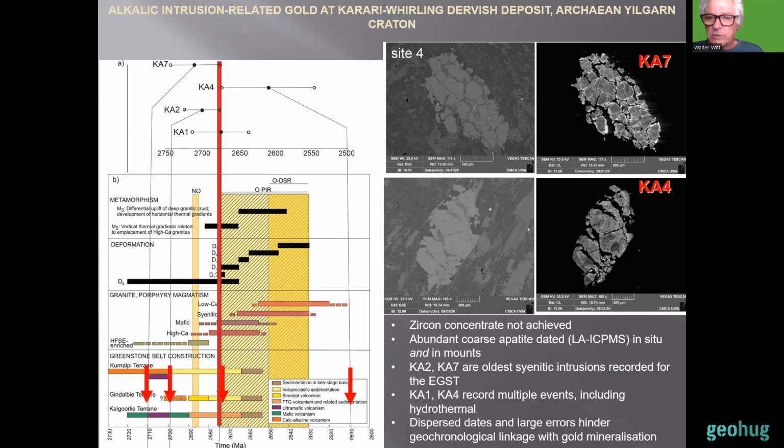The more complex apatite grains in KA4 and KA1 yielded younger dates, but it's very difficult to judge both the impact and significance of hydrothermal alteration on these apatite grains.